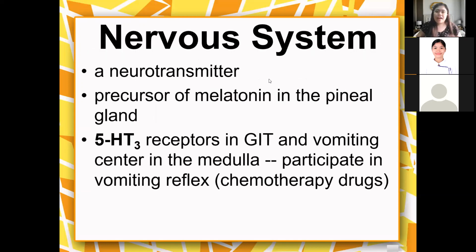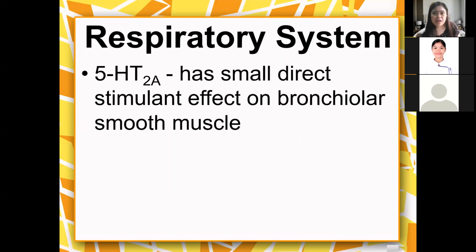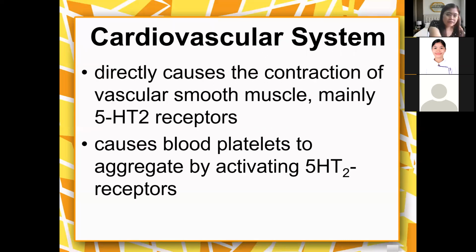So muna tanan ang mga effect ni serotonin in the nervous system. Muna dili nato ma-generalize kay tungod daghan kaayo siya og receptors. Now how about the respiratory system? The most important receptor for the respiratory system is the 5-HT2A. But ang iyahang effect is not that significant. It just has a small direct stimulant effect sa bronchiolar smooth muscle. Kung ma-stimulate ang atong bronchioles, it will cause contraction and it may cause bronchoconstriction. Okay?